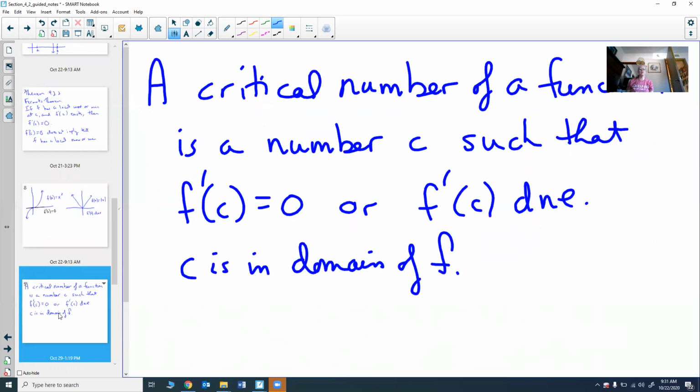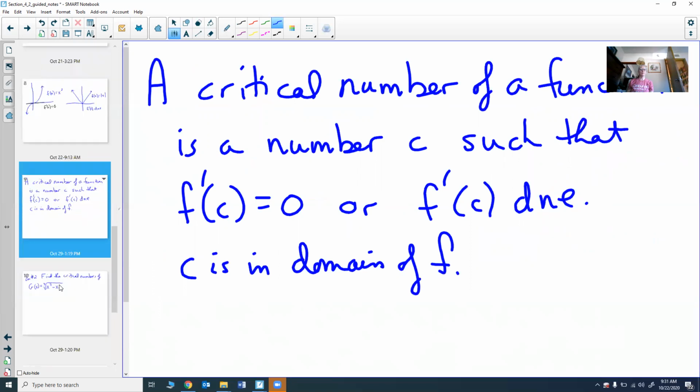And that gives us another concept called a critical number. A critical number of a function is a number c such that f prime of c equals 0, or f prime of c does not exist. So these are places where we're going to look, we're going to find these. c happens to be in the domain of f, so make sure it's in the domain. And so let's look at an example of finding these.